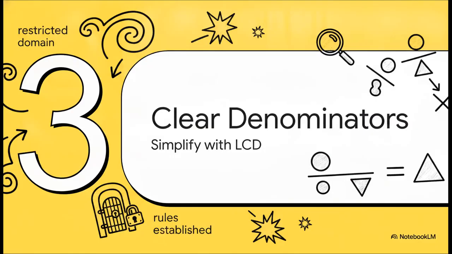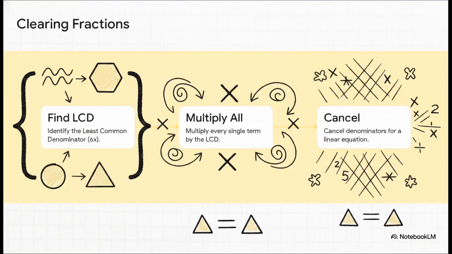All right, Section 3, clearing denominators with LCD. Simplify your workspace. With our rules established, we get to use a pretty powerful mathematical tool to simplify our lives. To clear out those messy fractions entirely, we just find the least common denominator for 3, x, and 2. In this case, that's 6x.